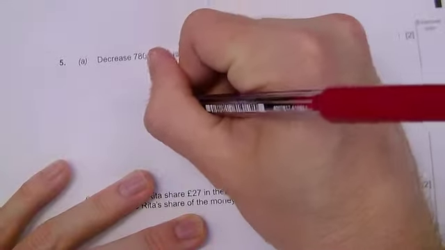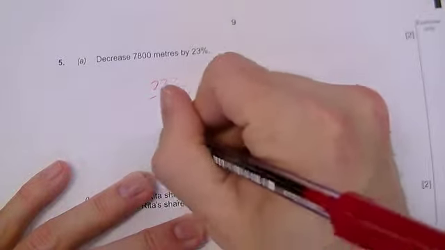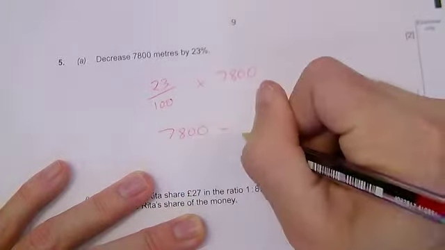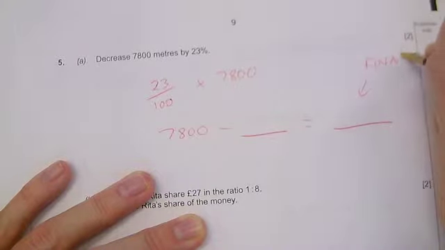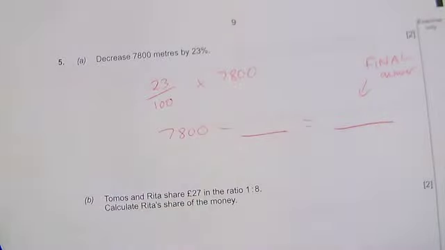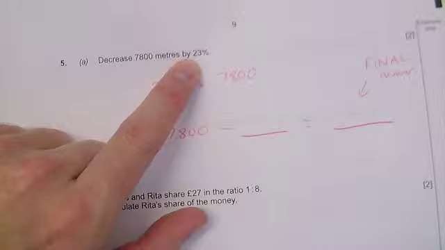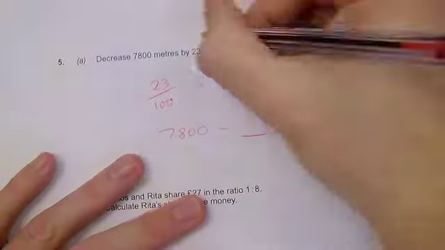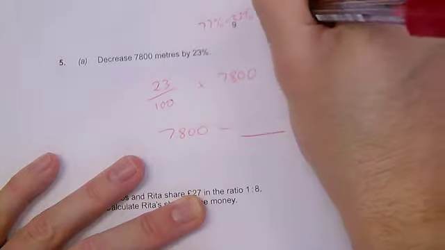Do 23%, so 23 out of 100 times by that. And then whatever that answer is, you do 7,800 take away that answer, which will give you your final answer. Is there no quicker way to it? Yeah, very good. If you times by 0.77, if I'm decreasing something by 23%, that means I want to find 77% of the original because 77% add 23% equals 100%.